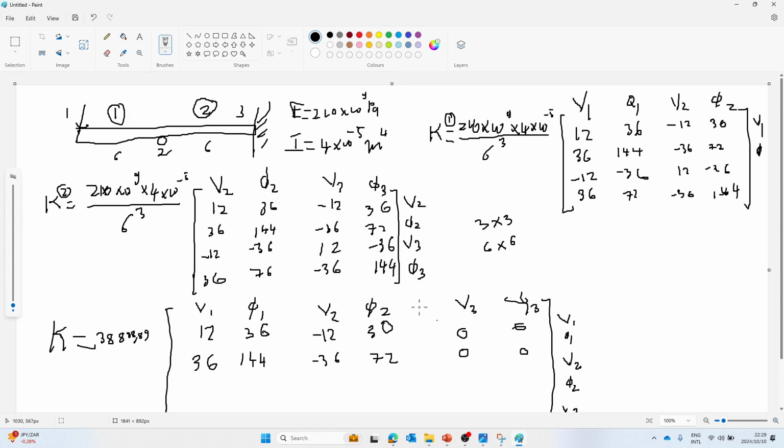What is the third one? V1 and then phi 2. No, V1 and then V2. V1, V2. It gives us minus 12. Sorry about my writing there. Minus 12.